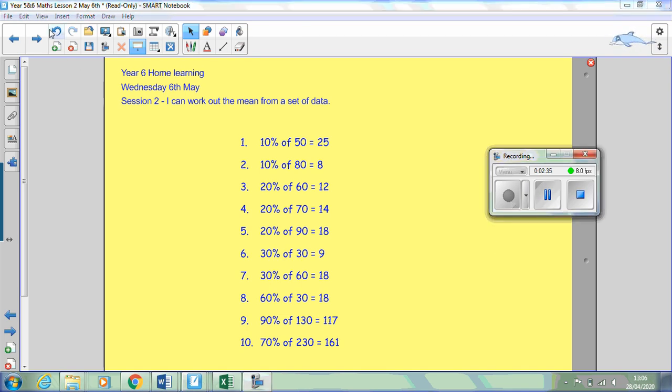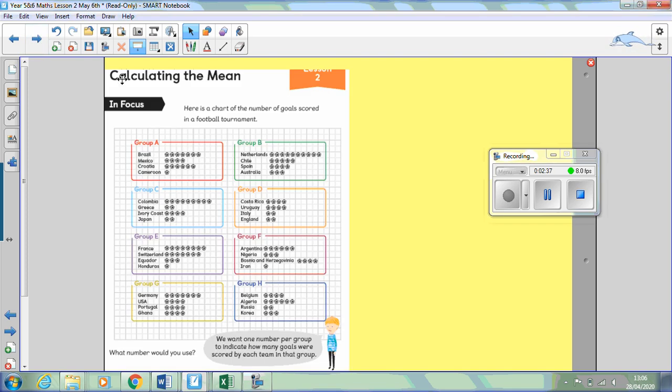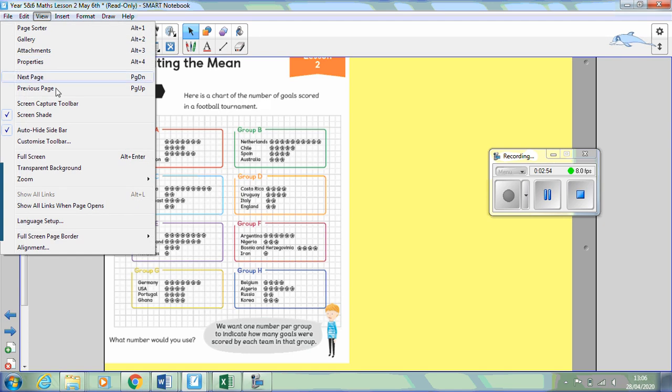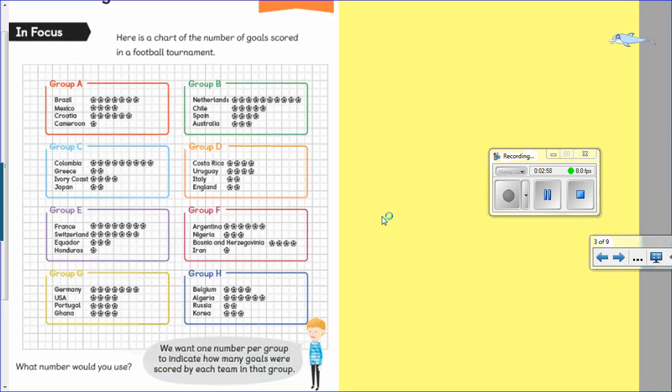Right, let's move on to today's lesson. It's our second lesson on the mean. As always, we're going to start with the in focus task. So for today's in focus task, we have got a chart of the number of goals scored in a football tournament. So we've got different groups in the football tournament. I'm just going to scroll in and zoom in. In fact, I'll go to the full screen so that we can see it a little bit more clearly.